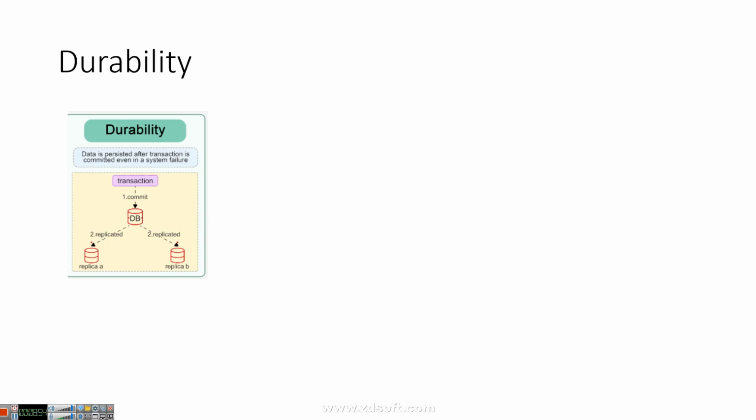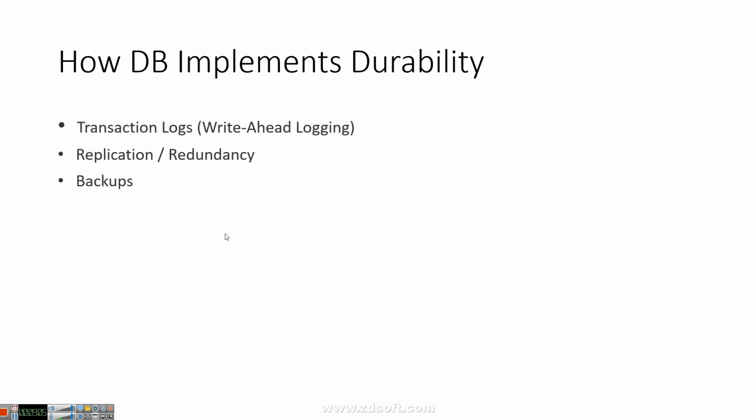Fourth one is durability. It ensures that once a transaction has been committed, the changes it made will survive even if any failure occurs or system crash. And it is implemented using 3 ways. First one is transaction logs. It is like write-ahead log entry. Firstly write changes to the log, then commit the transaction and apply changes to the main data files.